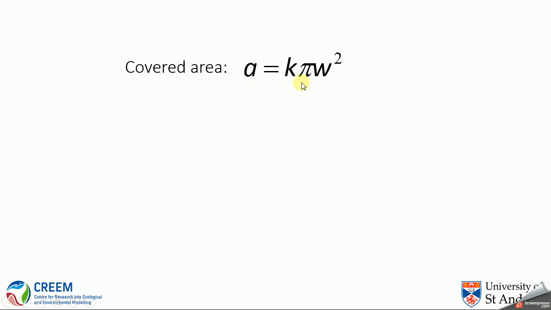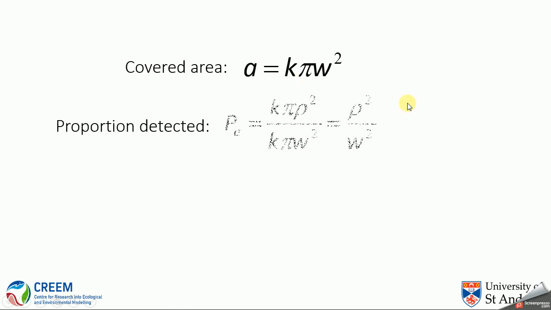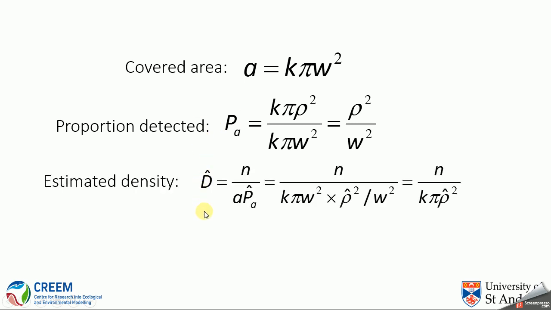So the area covered is pi w squared for each point times k. But we don't detect everything within that area, and the proportion detected we can express as the effective area divided by the total area. That comes down to a ratio of the squared effective radius to the squared actual radius. Then the estimated density is the numbers counted over the area counted, which is k pi w squared, adjusted for uncertain detection. For example, if we estimated that on average we detected half the animals on a plot, we'd double our density estimate to take account of the half we didn't detect.